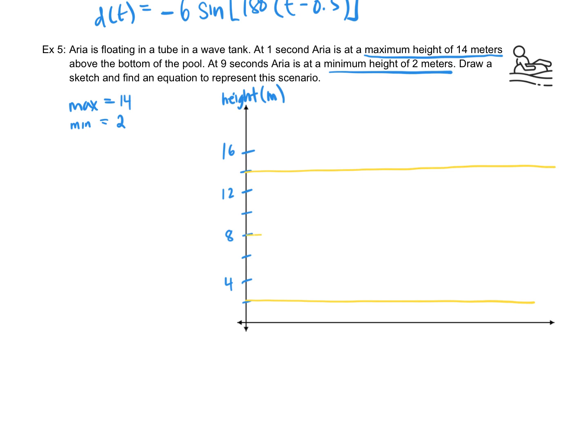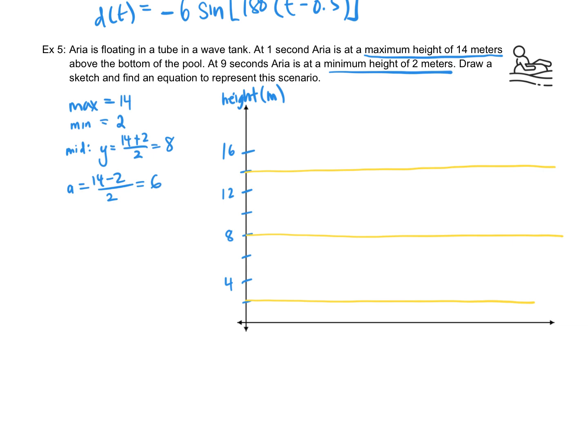Halfway, just visually, I can see it's 8, but for my midline, of course, I can also take the max and the min, add them, and divide by 2. For the amplitude, I can now count and see from 8 to 14, it's a distance of 6, or I can do max minus min, which is 12, divided by 2 is 6. So I have good information there.